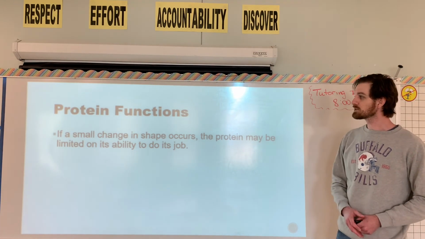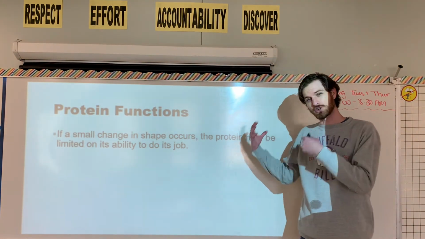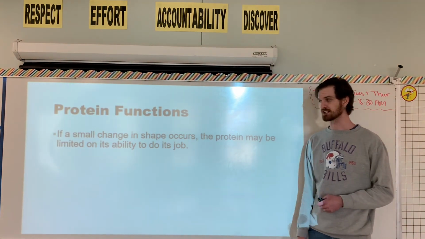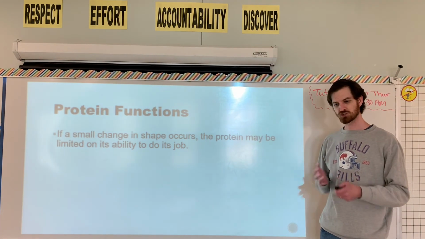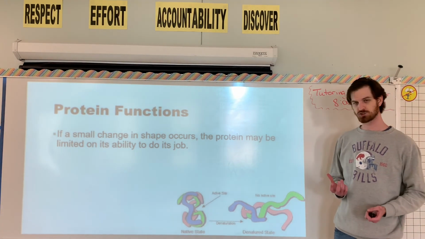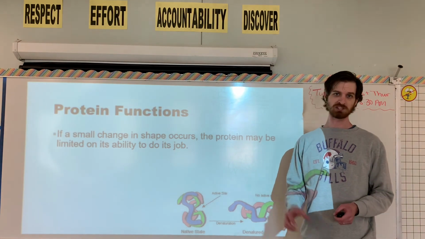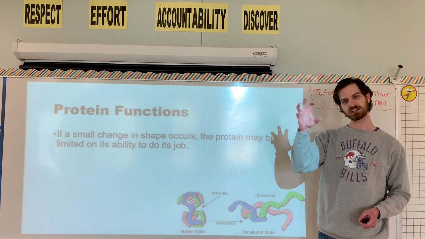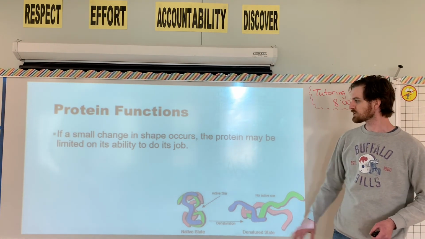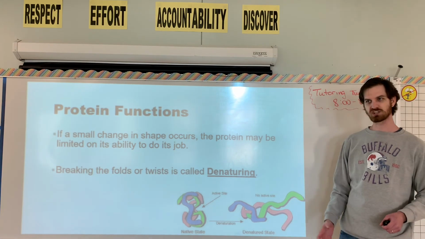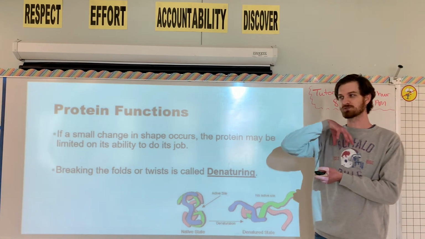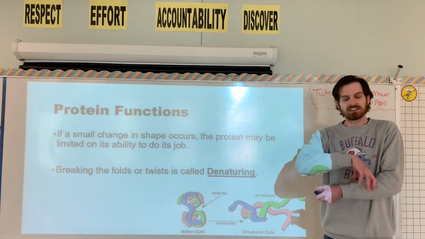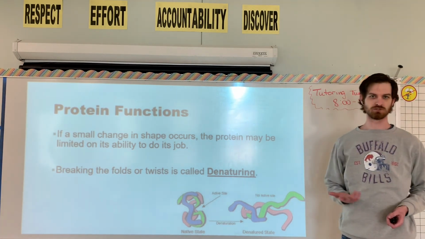Now, what proteins do overall depends on their shape. So if a protein has a specific shape, it's going to have a specific job related to that. Well, if that shape changes even just a little bit, it might not be able to do its job correctly. So maybe it's supposed to squeeze things, but if I have a change in shape where it's locked up, it can't squeeze, then it can't do its job the right way. So this idea is called denaturing. So proteins are supposed to fold in a specific way to do a specific job. And if they unfold, usually due to high heat or acidity, then they'll kind of break down and now they can't do their jobs properly.